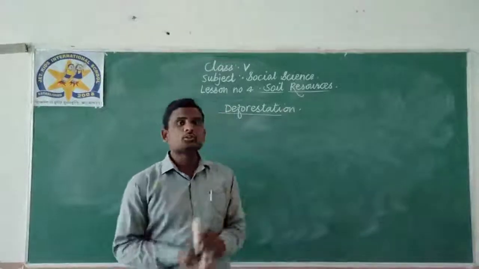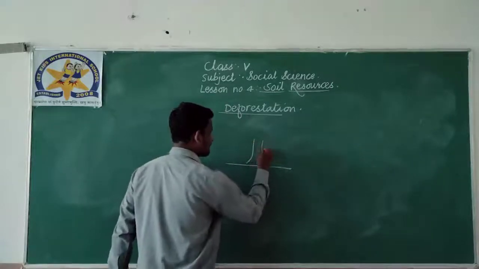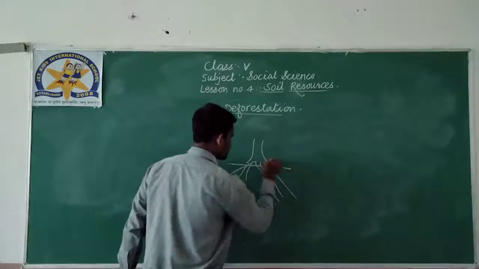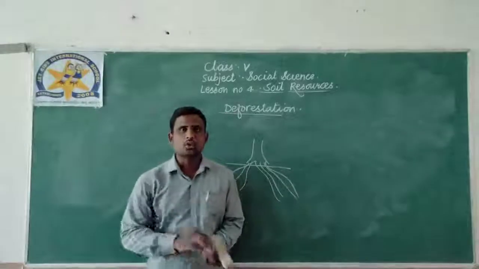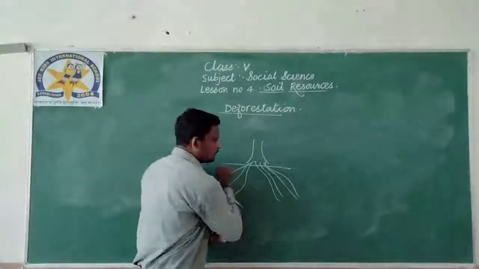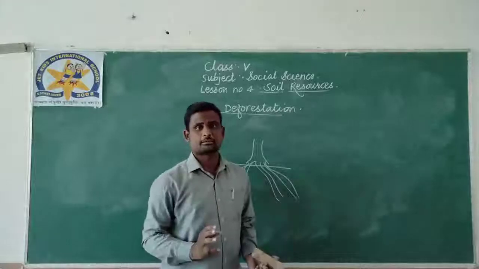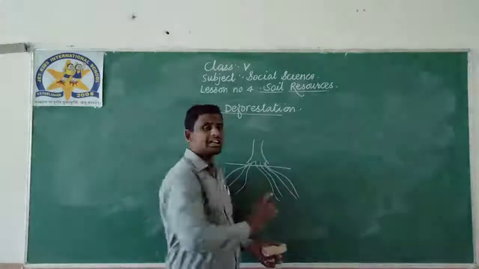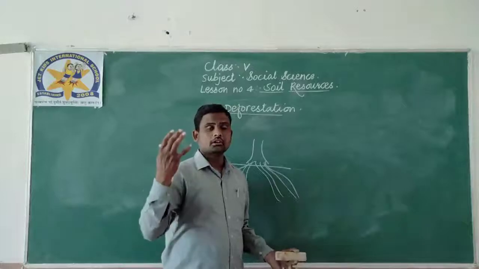So my dear students, you know trees very well. Suppose this is a tree and this is the root of the tree. The root of the tree holds the soil in one place. Roots of the tree hold the soil in one place and increase the fertility of the soil. Trees are very important for the growth of plants and for increasing the fertility of the soil.